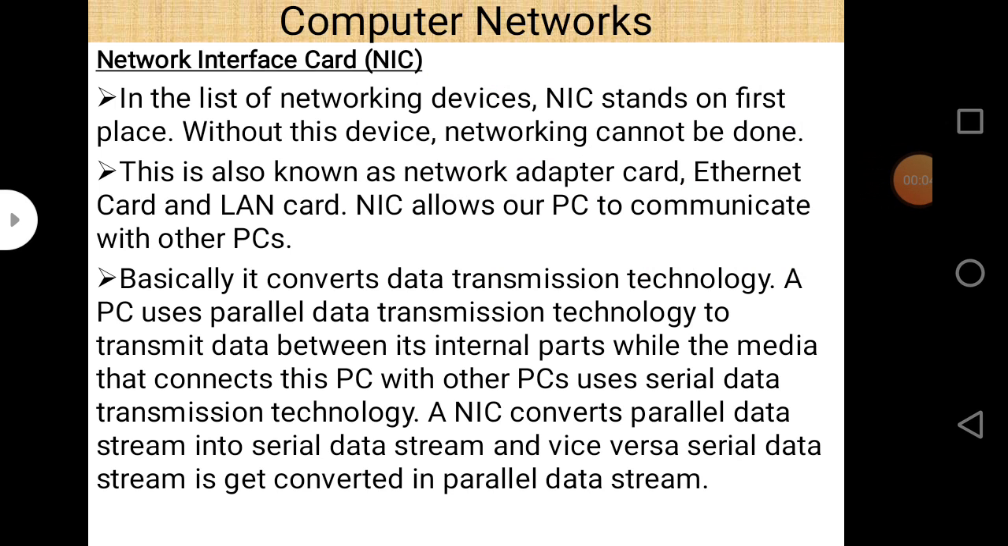Today our topic is computer network, and this is computer network part 2. In this lecture we are going to discuss some network devices. So let us take them one by one. First of all, NIC card.